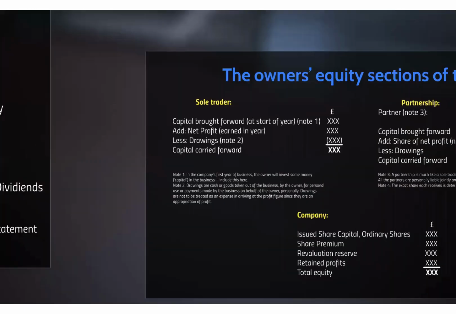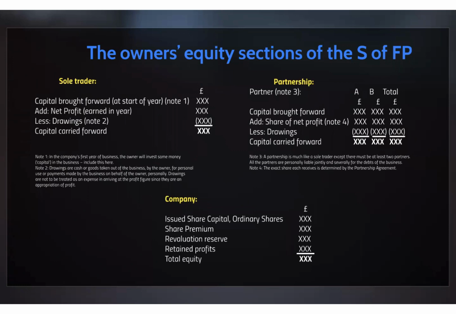And let's look at the equity sections of the statement of financial position of different companies. If we speak about the small company, the sole trader, maybe one person who owns a business, we'll see in equity the capital which was brought forward at the start of the year. But if we look at note 1 on the left side of the slide, if the company just started its operation, the owner will invest some money, capital, in the business, and will include that amount of money here.